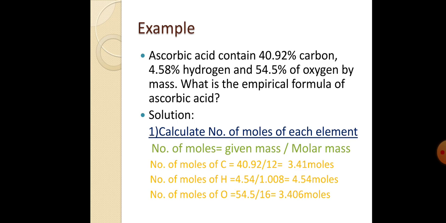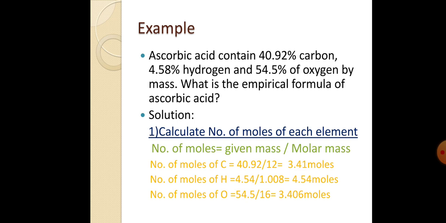In the same way, calculate the number of moles of hydrogen. For this purpose, divide the percentage of hydrogen, 4.58, by its molar mass 1.008, and the number of moles is 4.54. In the same way, calculate the number of moles of oxygen. For this purpose, divide the percentage of oxygen, 54.5, by the molar mass of oxygen, which is 16, and the answer becomes 3.406. We have calculated the number of moles.